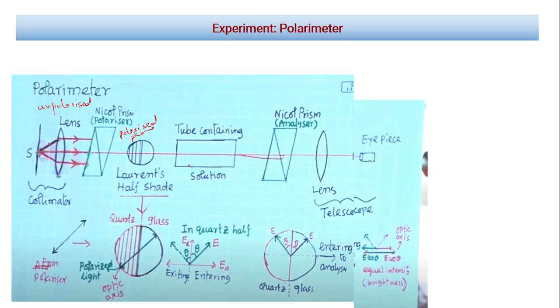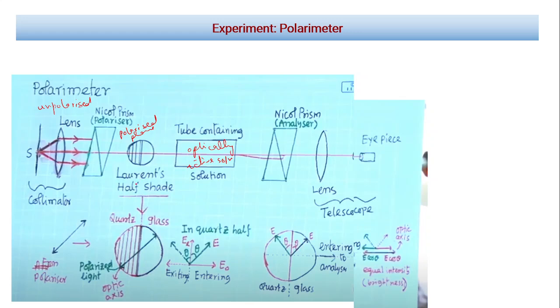Okay, and when it passes through this optically active solution, then its plane of polarization changes by some angle that we analyze using, again, a Nicol prism. Now here it acts as the analyzer, and then we detect it through the eyepiece. In between we have kept the Lorentz half shade.